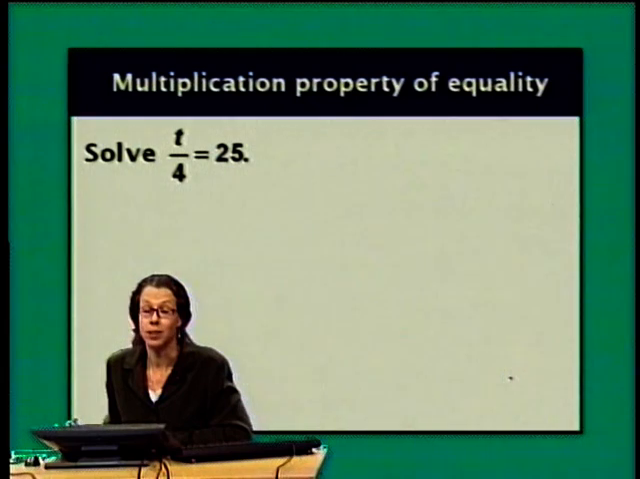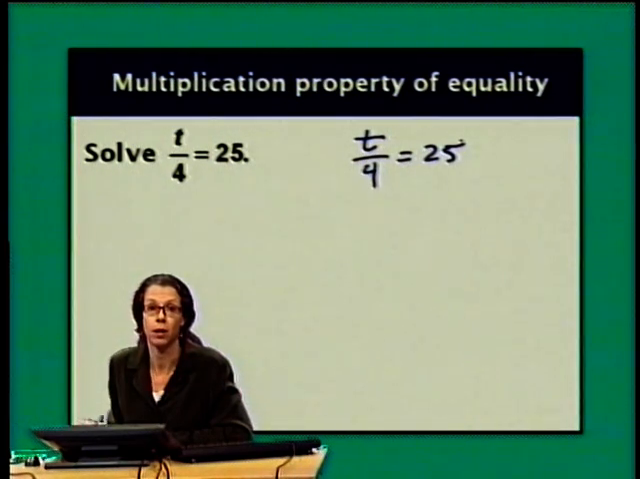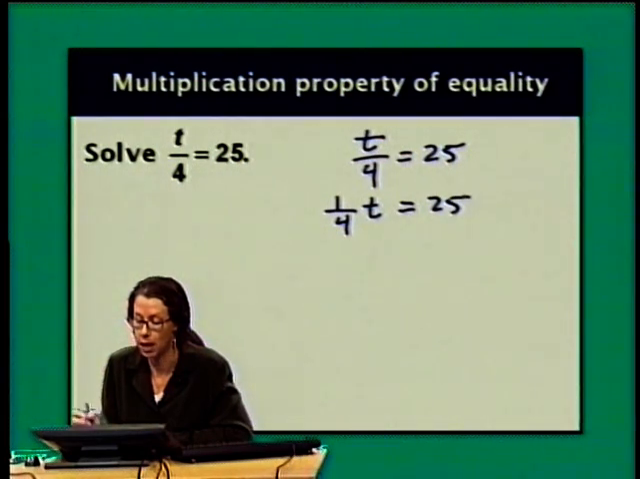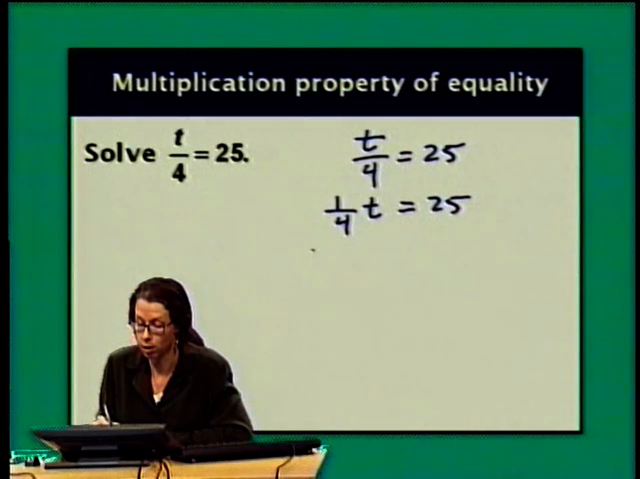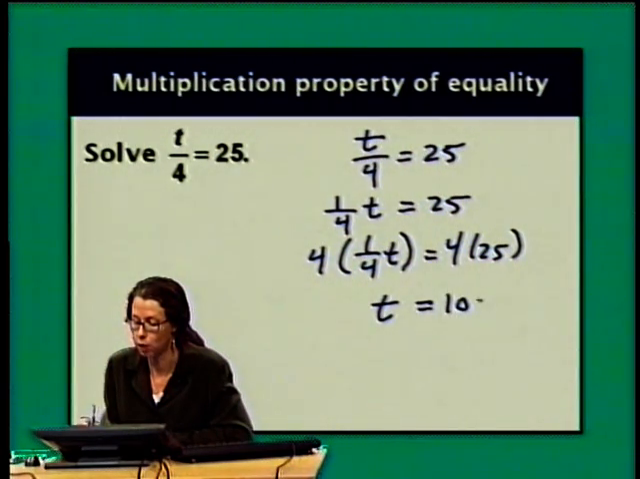Here's another equation. It's actually very similar to the one we just did. t over 4 equals 25. Now, one of the things we could do, although we don't have to write out this step, is that we could rewrite the expression t over 4 as 1/4 t equals 25. Now, it's clear that the coefficient of t is 1/4. I can multiply both sides of the equation by 4. And I end up with t equals 100.